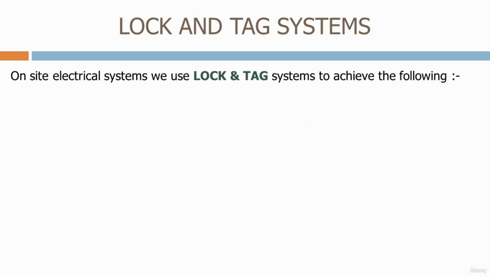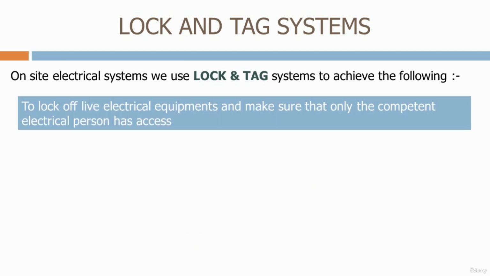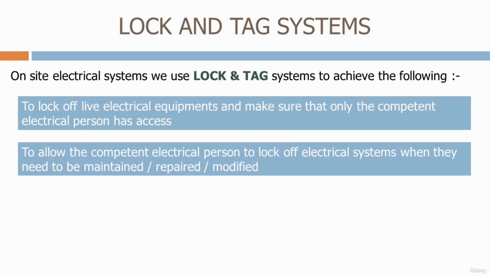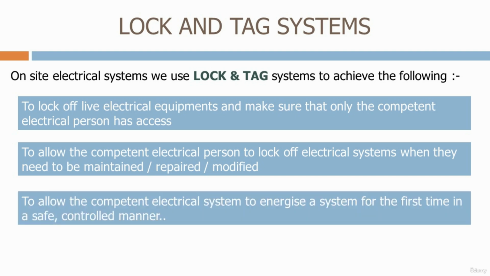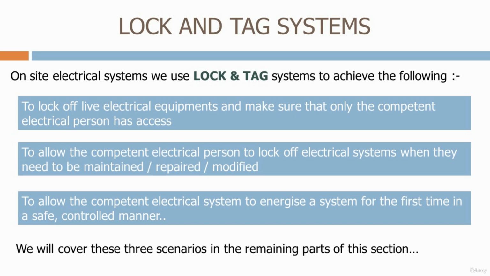On site electrical systems, we use lock and tag systems to achieve the following: to lock off live electrical equipment and make sure that only the competent electrical person has access, to allow the competent electrical person to lock off electrical systems when they need to be maintained, repaired, or modified, to allow the competent electrical person to energize a system for the first time in a safe, controlled manner. We will cover these three scenarios in the remaining parts of this section.